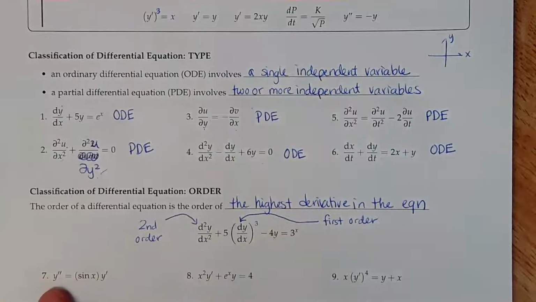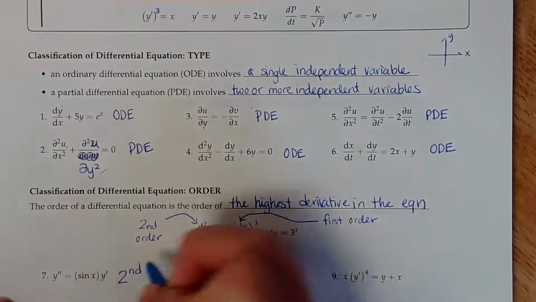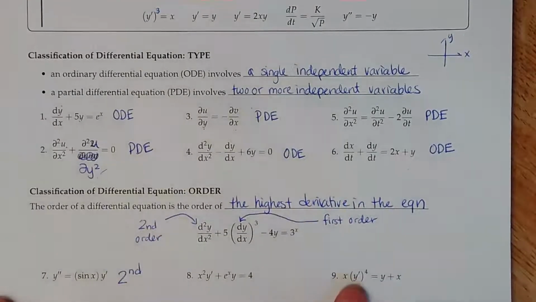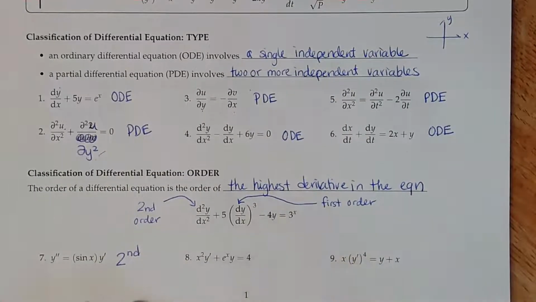All right, so let's take a look at this. So I have a second order derivative here and a first order derivative here. So that makes this a second order. Why don't you see if you can figure out what these two are? If you want to pause the video for a sec, you can.